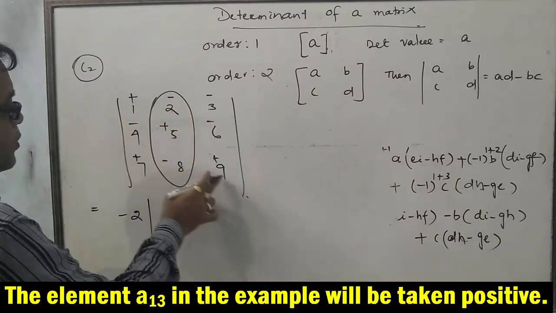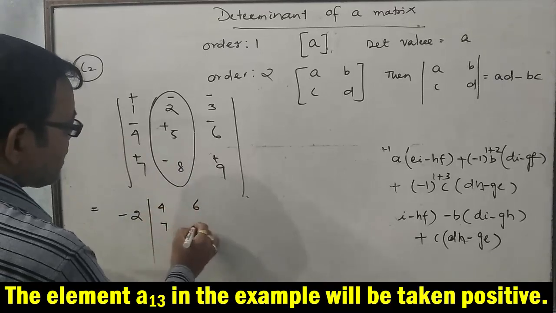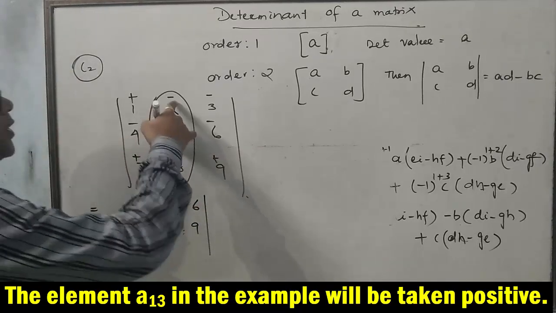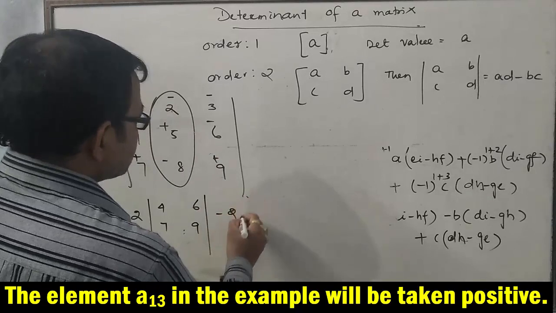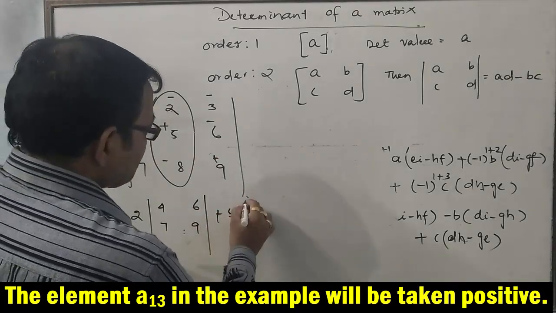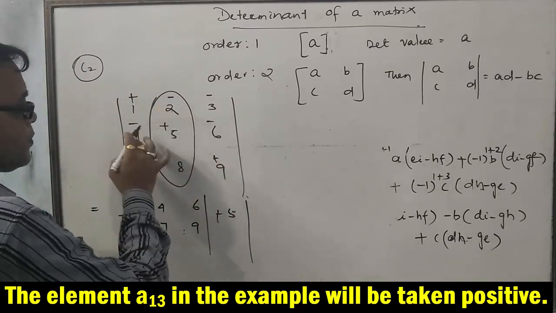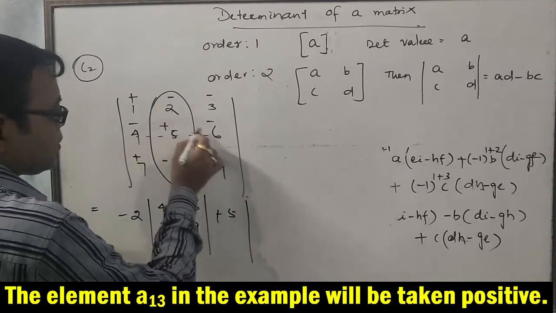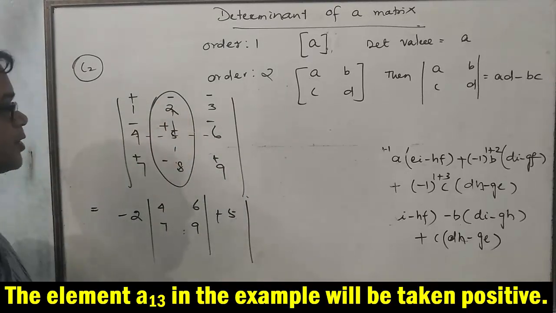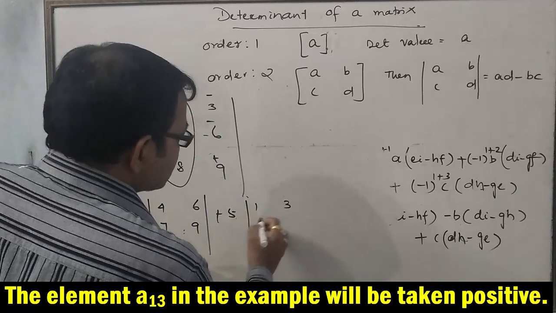the answer is 4 into 9, that is, the determinant 4, 6, 7, 9. Then it is minus, plus 5. We are talking about column 2. So plus 5. This will be eliminated because 5 belongs to the second row and second column. So 1, 3, 7, 9.